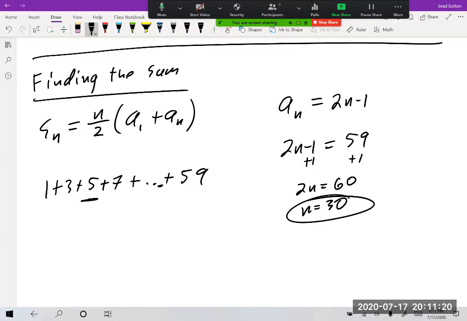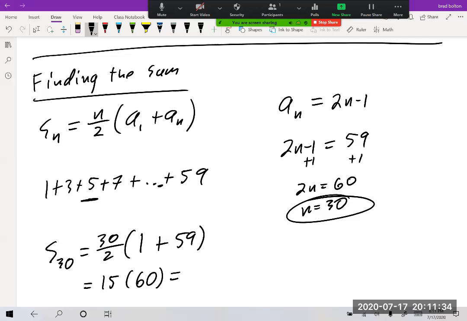So then all we do is we go to our S sub n, and we're doing S sub 30. So this would be 30 over 2, A sub 1 is 1, plus A sub n is 59. So let's see what we get. We get 15 times 60, which would be, let's see here, 900? Let me just double check. Yeah, never mind, I know. Because 10 times 60 would be 600 plus half of 600, which would be 300, so we'd get 900. Yeah, so that's right, that's it. So that is how you can find the sum.